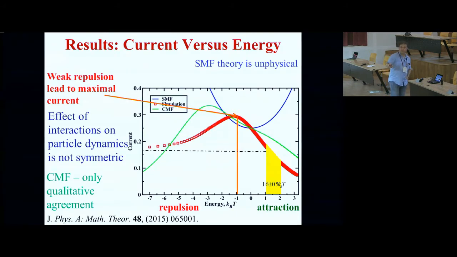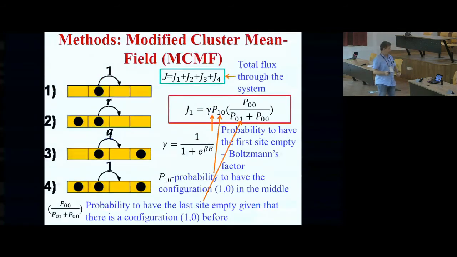Another interesting result here is, so this is no interaction. So the TASEP is over there. Classical TASEP is over here. But apparently, if I start to do more repulsion, I can increase the current up to 20%. That was something which was very strange to us. Particles repel, and there is more flux in your system. And it goes up to small repulsion, up to 1 kT. So the green line is our cluster mean field. This is the simple mean field, which is clearly not physical here. But our cluster mean field is only qualitatively correct, despite the very big mathematical effort that we spent here. So we wanted to, yes.